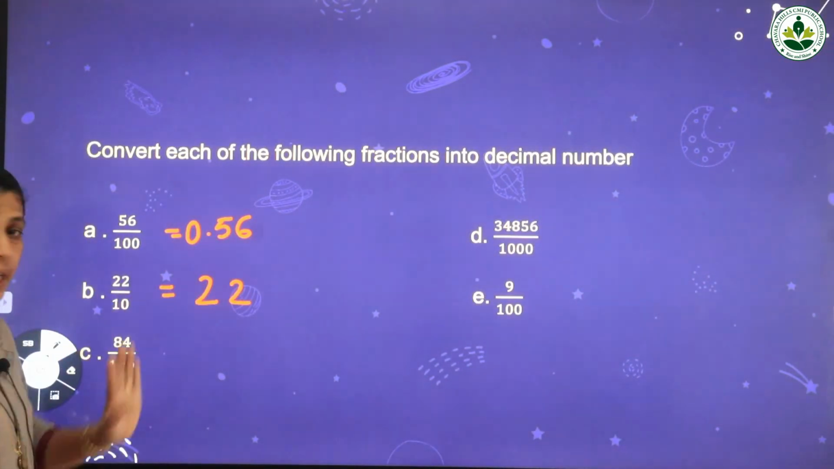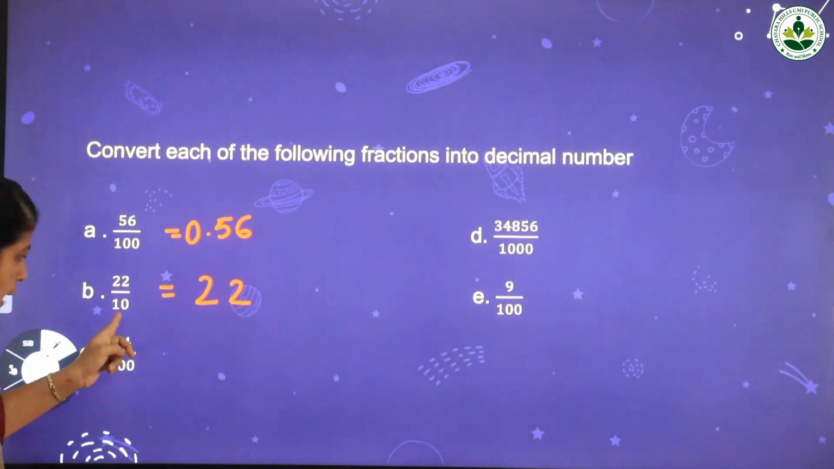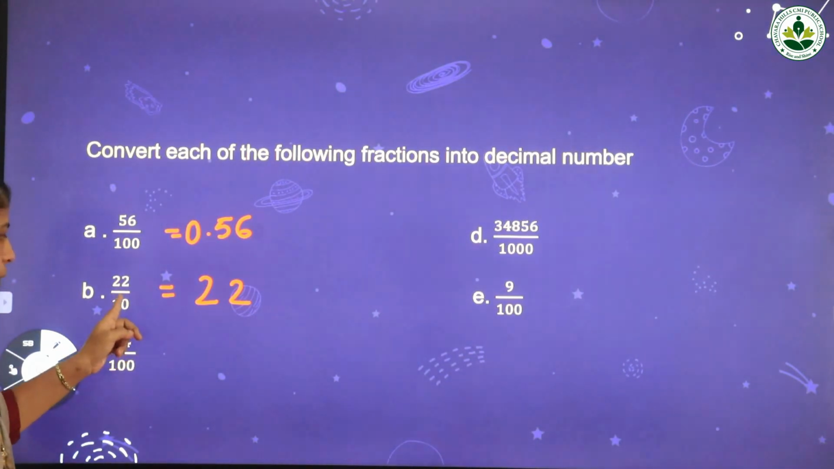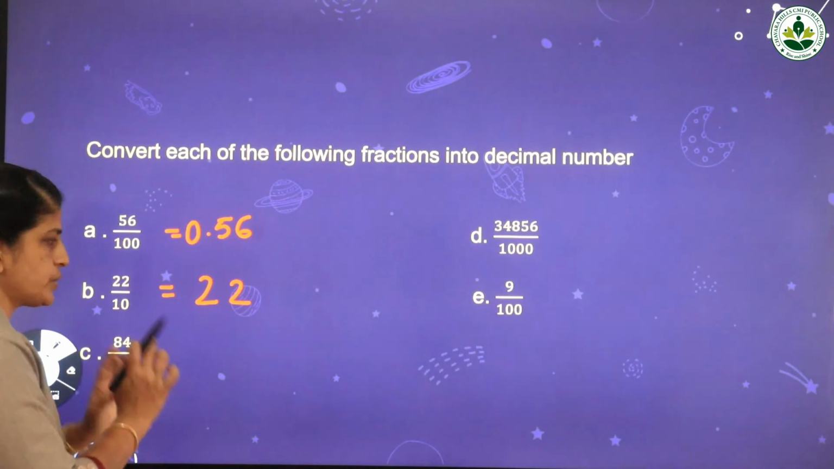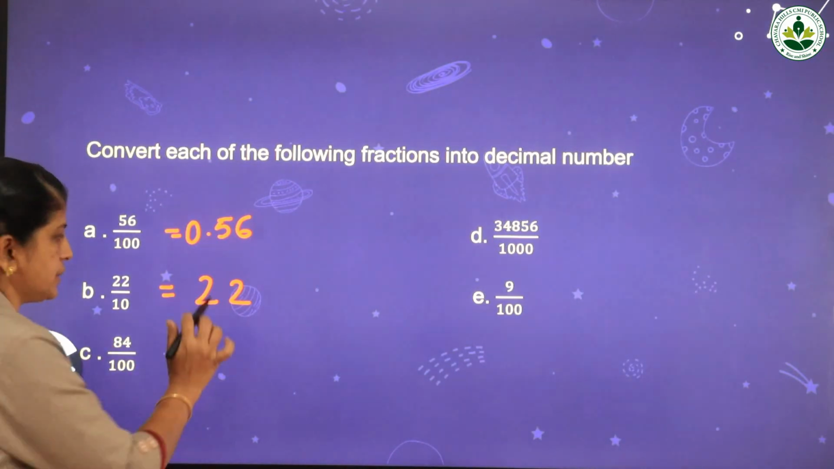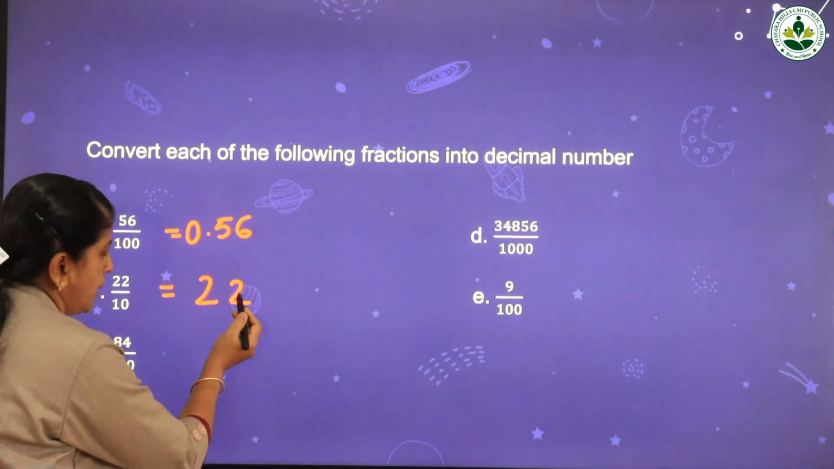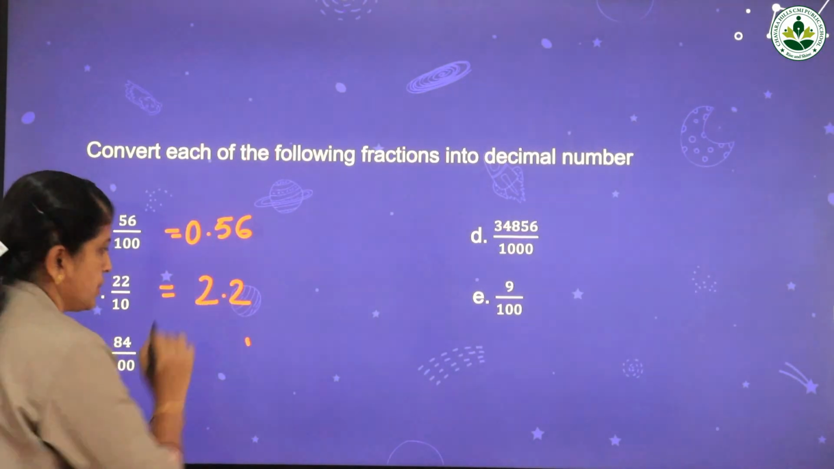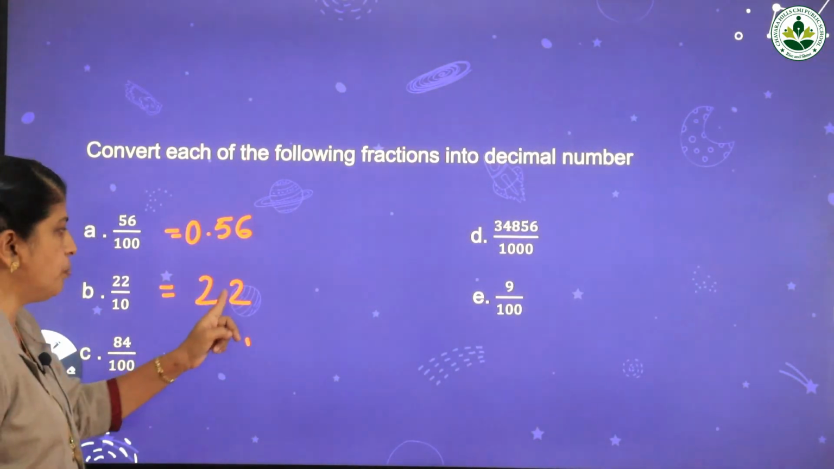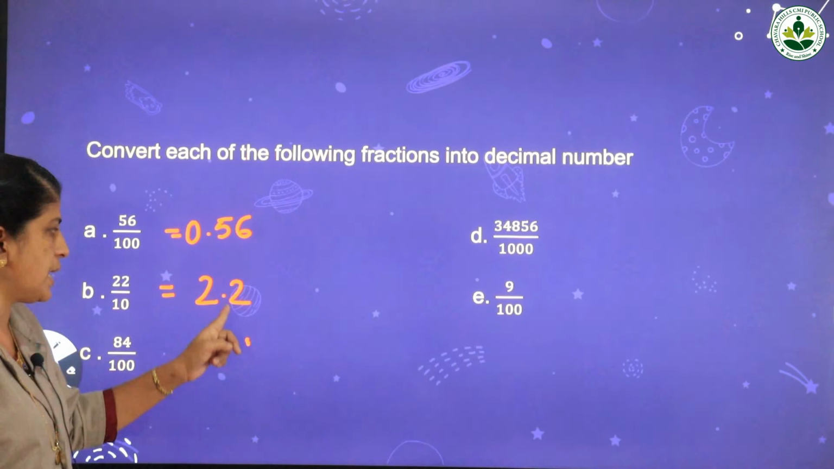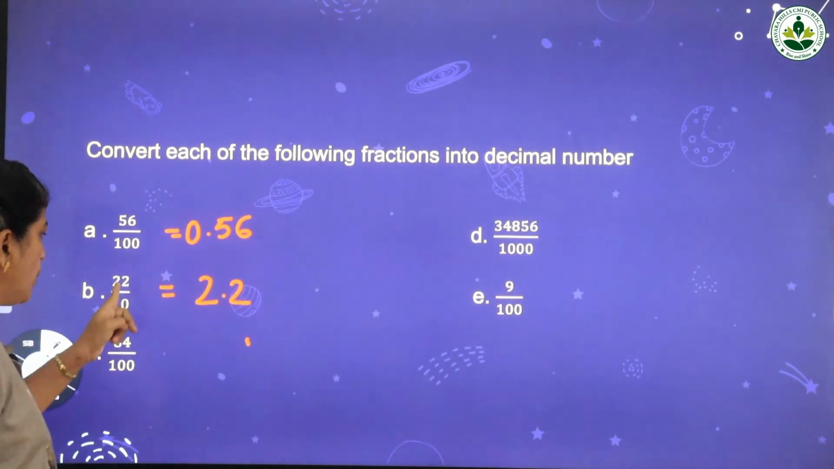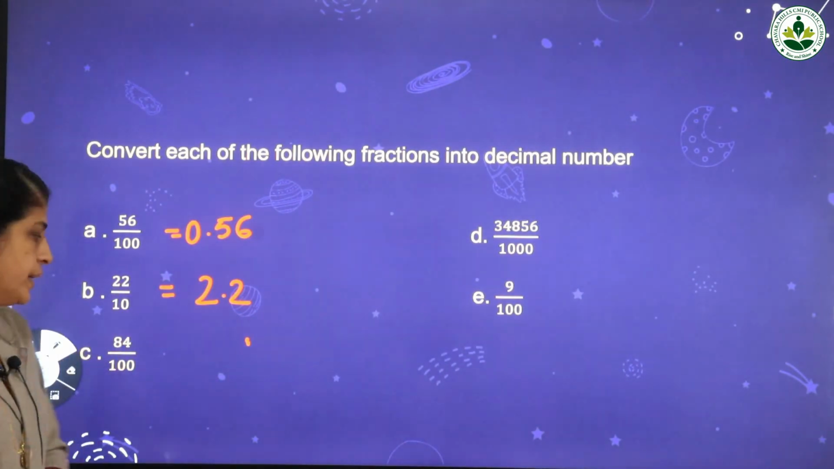We are going to write the decimal number, and the denominator has only 1 zero. Therefore, there should be only one digit after the decimal point. Therefore, the decimal point will come before this 2. The number is 2.2. This is the decimal number equal to 22 by 10.